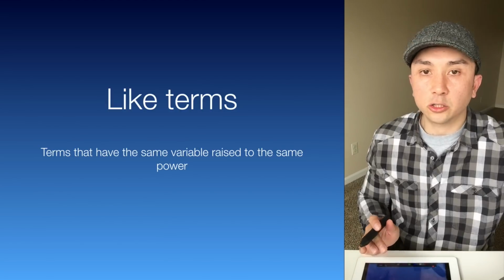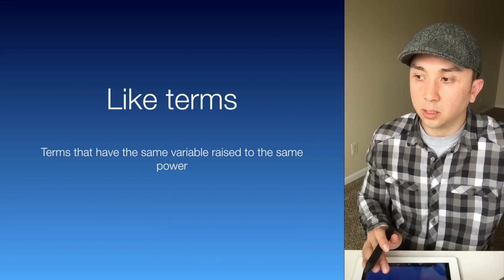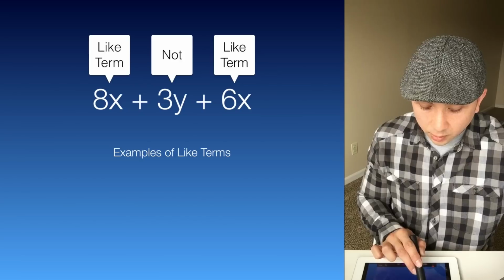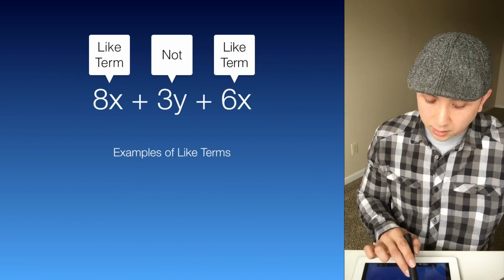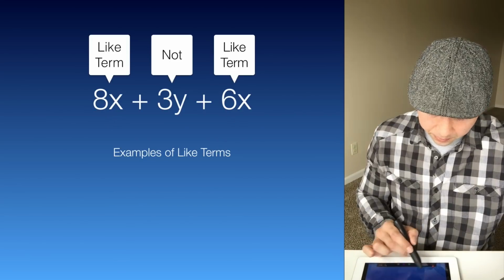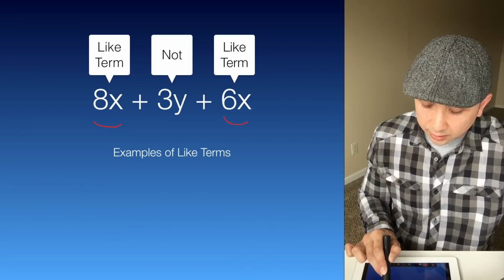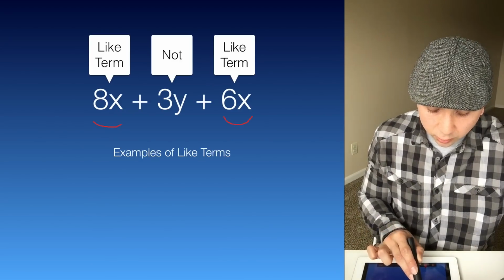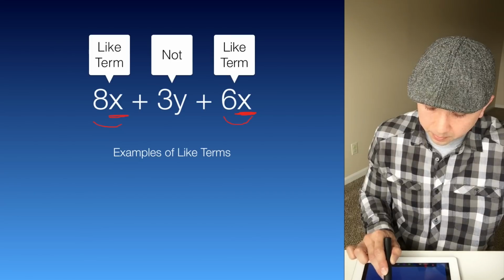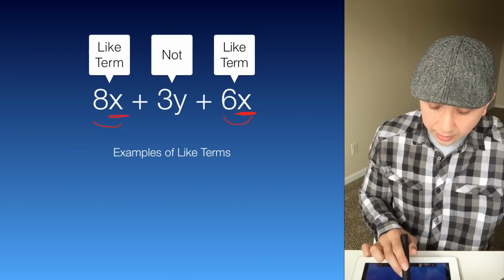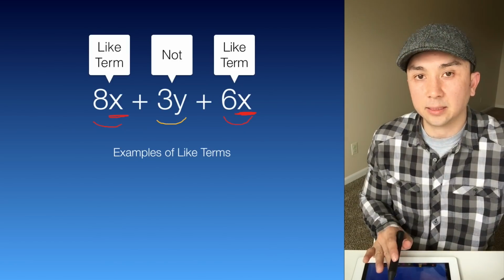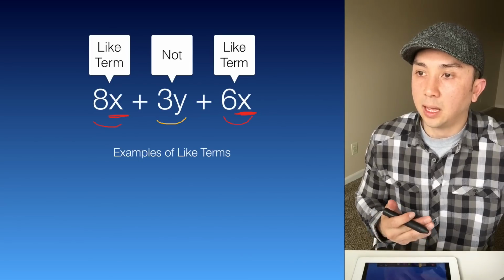Now, like terms are terms that have the same variable raised to the same power. So here we have 8x, 3y, and 6x. Now 8x and 6x are like terms because they share the variable x raised to the first power. Now 3y is not a like term because it has the variable y and not x. So it is not a like term.